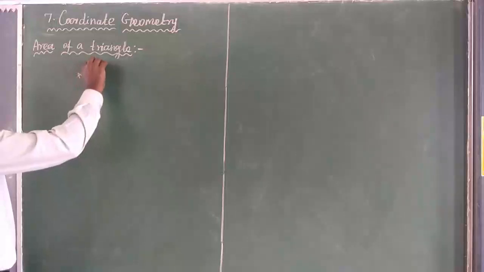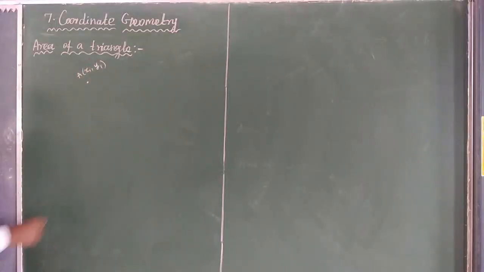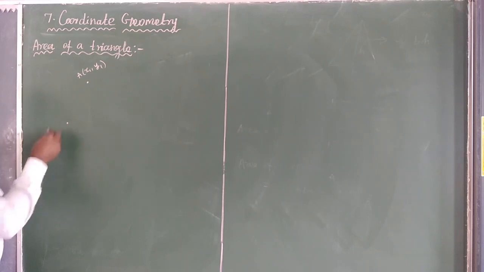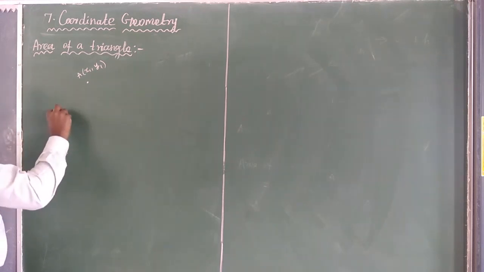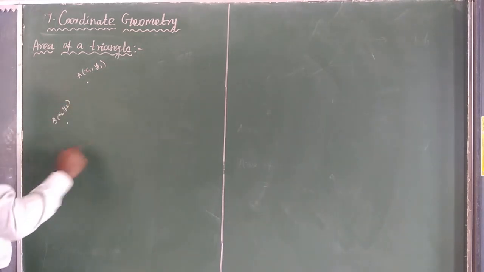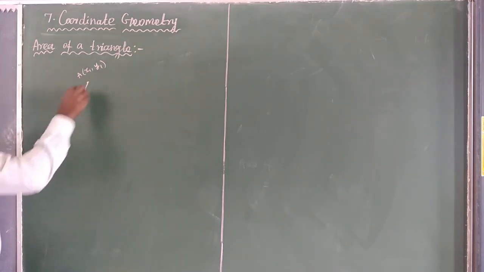I will choose x1, y1. Next, another point, I will choose the coordinate point B, that is the point equal to x2, y2. Here I draw the triangle.